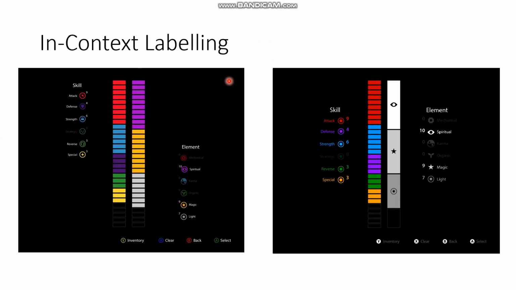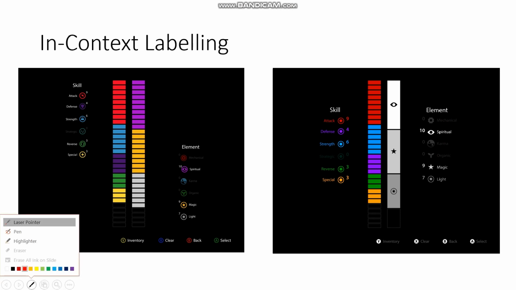In context labeling. Okay, I'm pretty sure you always see this maybe. So we have skill here and element. Okay, this is not so clear, but if we change the color and put the label here, the skill, we can see it's 9. Same with this color, the number of the colors. Defense is 4, strength is 6. Okay, and this is the element.